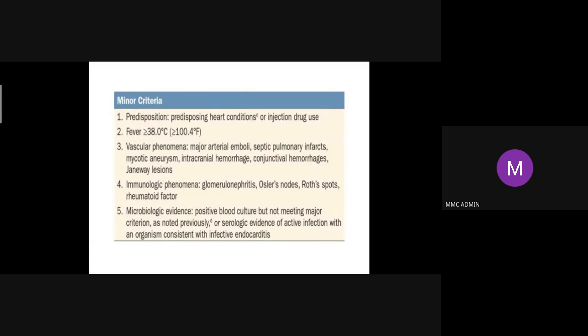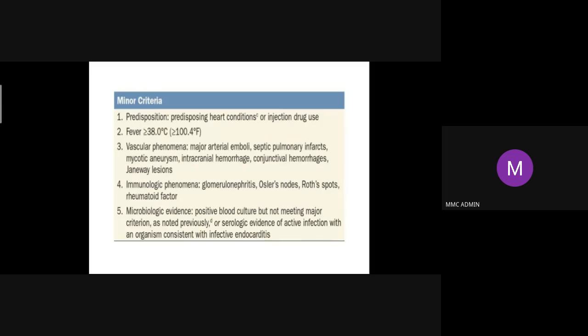Then coming to the immunological phenomenon. The immunological phenomenon is due to the deposition of antigen-antibody complexes, thereby forming glomerulonephritis, Osler's nodes, Roth spots, and rheumatoid factor. Osler's nodes occur on the palms. I'll show the pictures in the further slides. Roth spots occur in the eye.